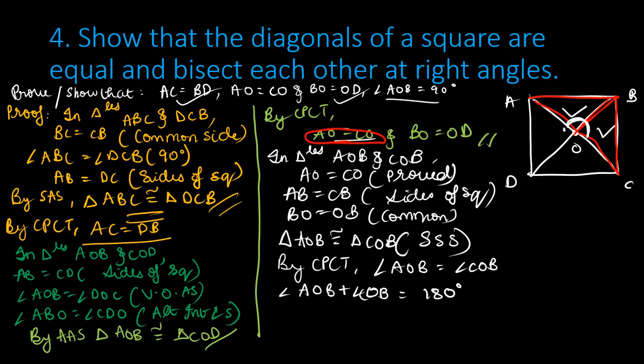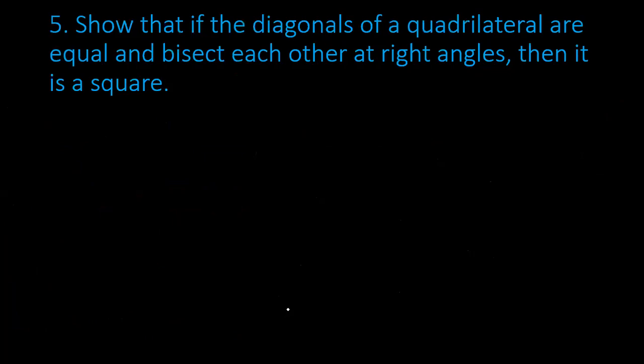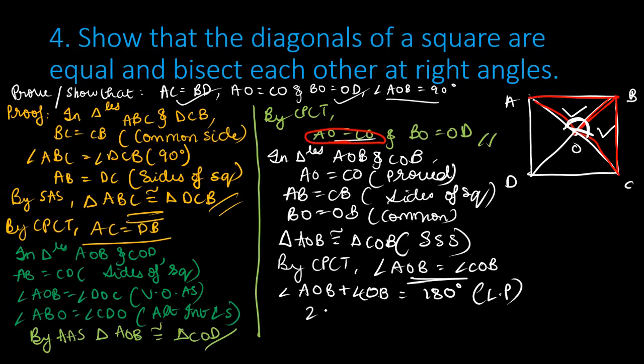Look at the figure. These two are linear pair, right? So they will sum up to 180 degrees. You can write linear pair in brackets. Clear? Now angle AOB plus angle COB is equal to 180 degrees. Now since angle AOB is equal to angle COB, I can say thereby that 2 angle AOB is equal to 180 degrees.